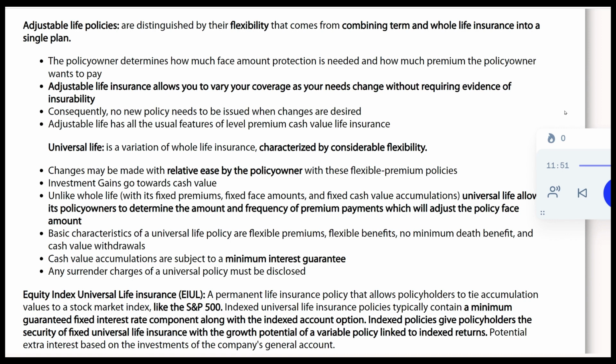policy face amount. Basic characteristics of a universal life policy are flexible premiums, flexible benefits, no minimum death benefit, and cash value withdrawals. Cash value accumulations are subject to a minimum interest guarantee. Any surrender charges of a universal policy must be disclosed.